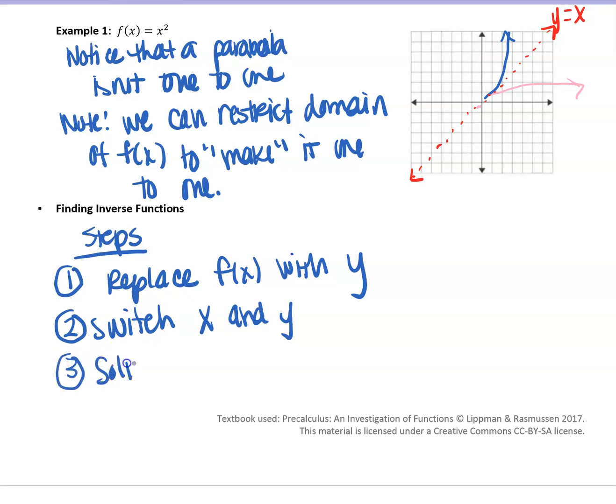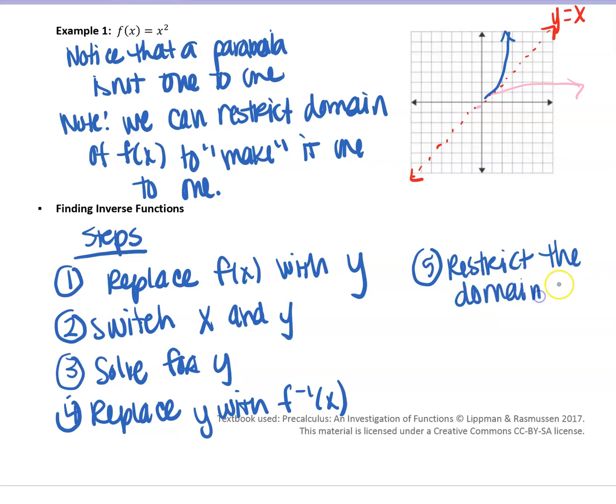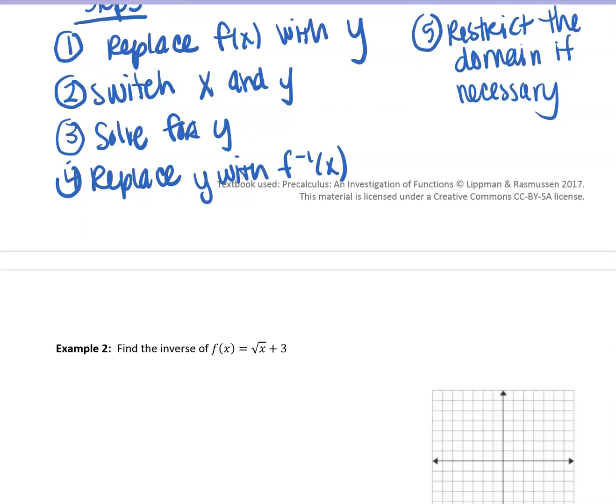Number three, solve for y, that new y that you have. Number four, replace y with f inverse of x. So again, notation. And then number five, you want to restrict the domain if necessary. And all this is going to backtrack to those parent functions and understanding what's going on with those domains and those functions. So let's look at this next example and see if we can follow through with these steps. I'm going to leave the steps up here at the top of the screen as we work through this in the bottom.